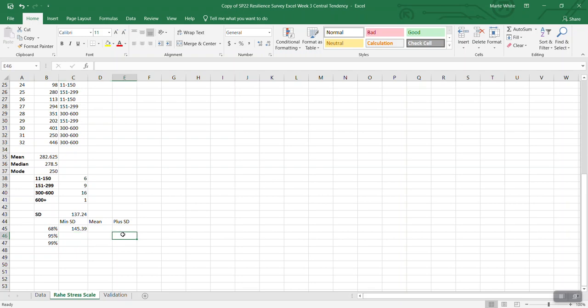And the high end of this, let's calculate that: equals the mean plus 1 standard deviation. Enter. So now we can tell that 68% of the students have a stress score between 145 and 419. That's where most of the students fall in this sample. Again, yours will be different because the numbers you're working with are different.